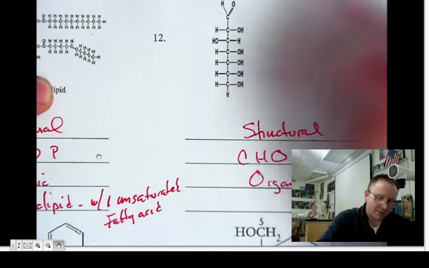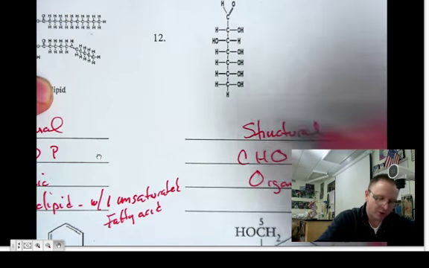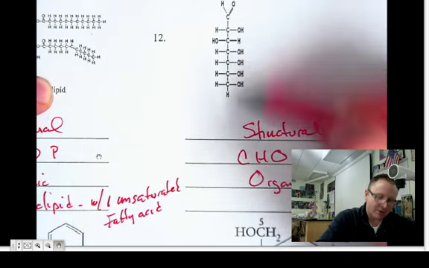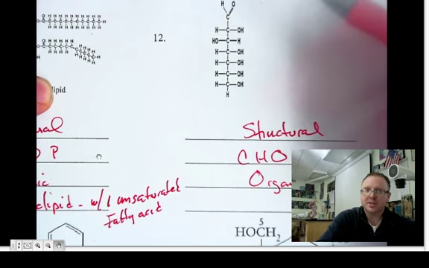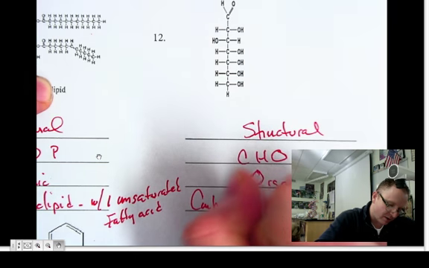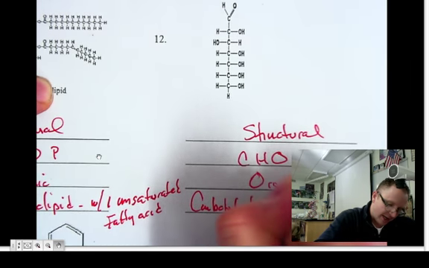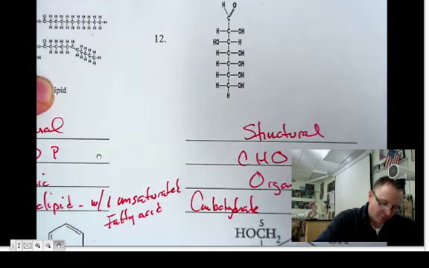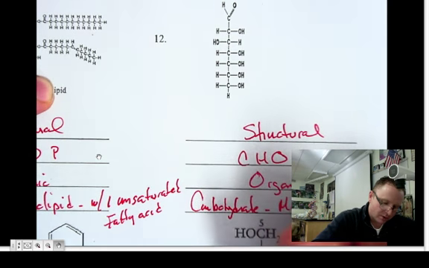Now, when we look at this, when we count up the total number of atoms, it's in a 1 to 2 to 1 ratio. We see 7 total carbons, 14 hydrogens, and 7 oxygens. So 1 to 2 to 1, this is going to be a carbohydrate. And it's a monosaccharide because there's a pure 1 to 2 to 1 ratio.